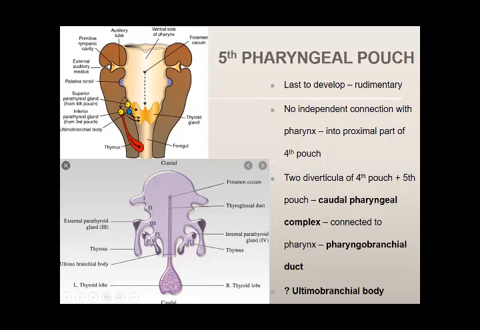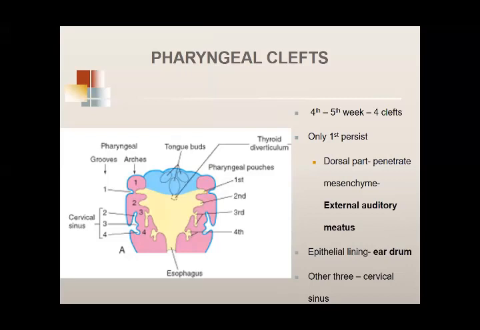That much is enough for you. Remember the ultimobranchial body: it develops from the fourth pouch, but it may receive some contribution from the fifth pouch as well. We come to the pharyngeal clefts. The pouches are finished; we have developed all four.